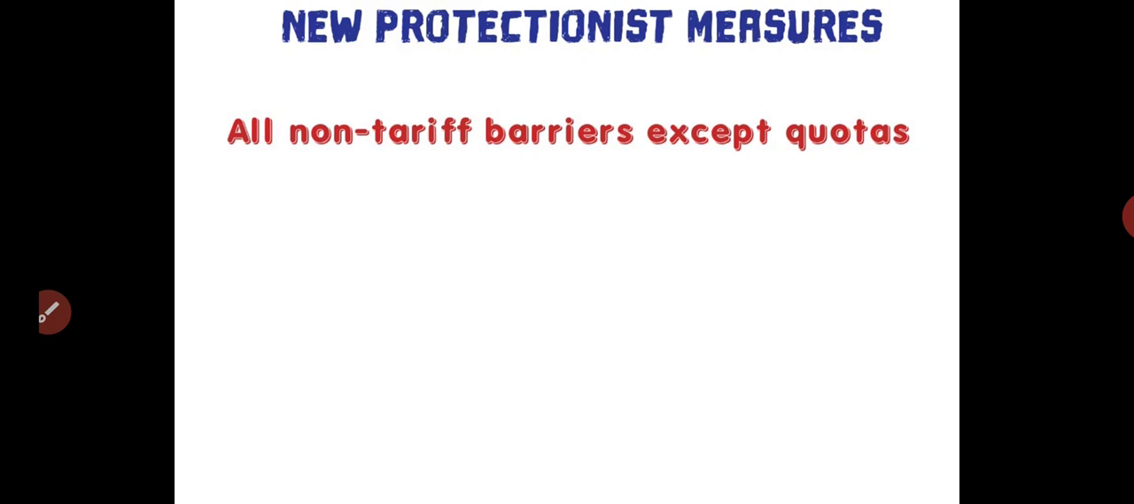So trade restrictive measures could be tariff barriers and non-tariff barriers. Similarly, trade restrictive measures could also be traditional measures and new protectionist measures.